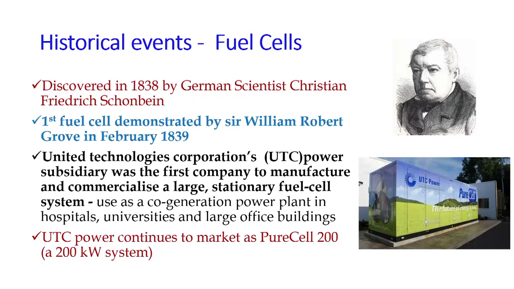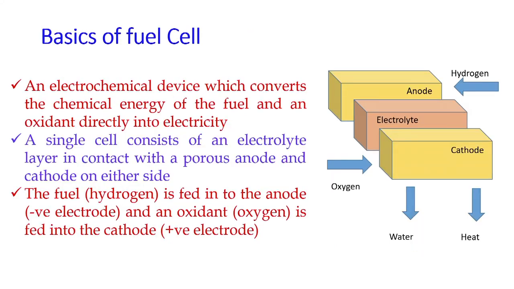The United Technologies Corporation, in short UTC, power subsidiary, was the first company to manufacture and commercialize large stationary fuel cells, or we can say fuel cell systems, that were used for cogeneration purposes. Finally, it was used in hospitals, universities, and large office buildings. UTC Power continues to market the PureCell 200, that means it's a 200 kilowatt system. So they are pioneers in this field.